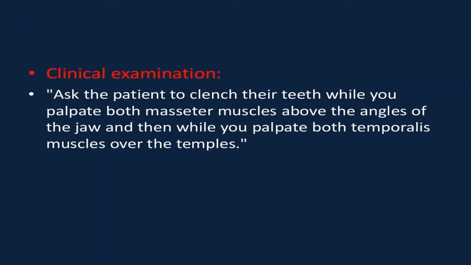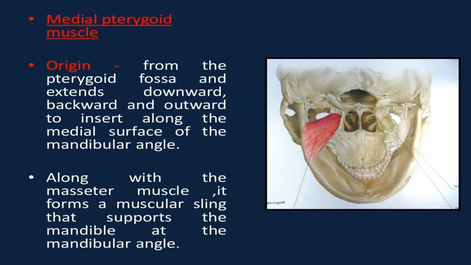Clinical examination: ask the patient to clench their teeth while you palpate both masseter muscles above the angles of the jaw, and then while you palpate both temporalis muscles over the temples.